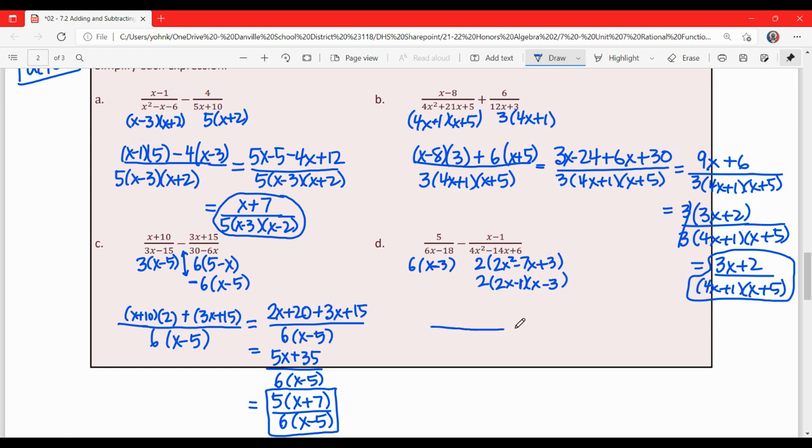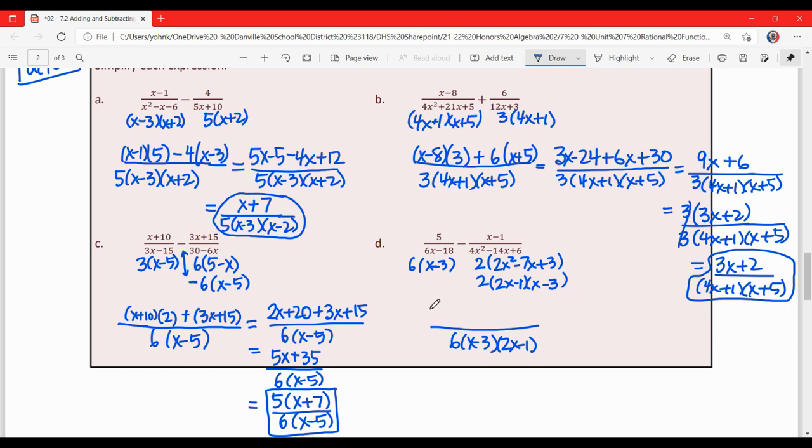So now we can start our fraction. Number-wise, I got a 6 and a 2, so GCF would be 6. I need an x minus 3. And then if we go to the next fraction, I need a 2x minus 1. And I already have the x minus 3, and the 2 is taken care of in the 6.